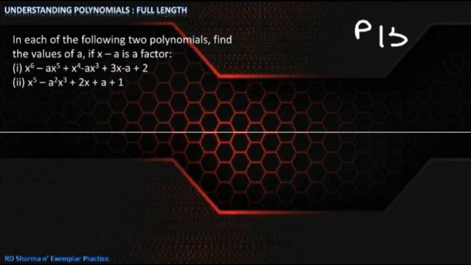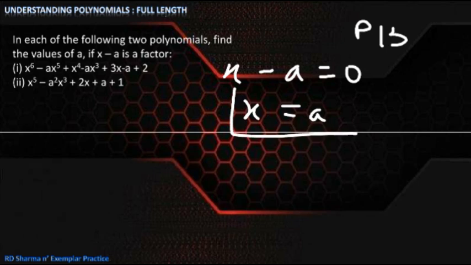Check if x minus a is a factor of these two expressions. You can take x minus a equals 0, then you get x equals a. So basically, put the value of a in place of x and check both these expressions, whether they get verified or not, or whether x minus a is a factor of both of them or not.